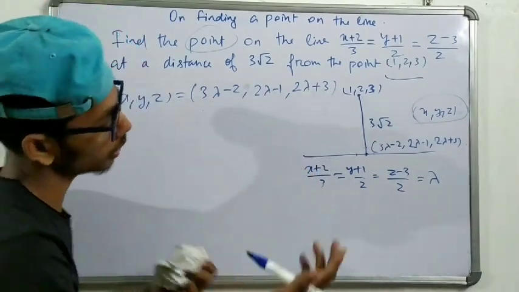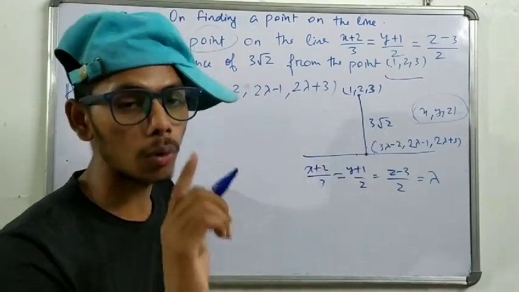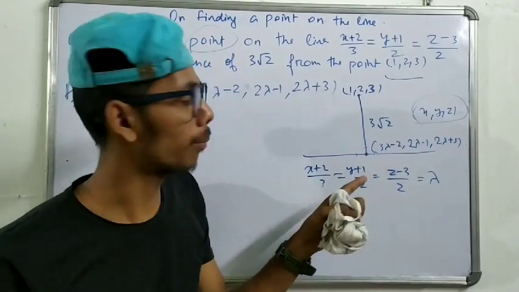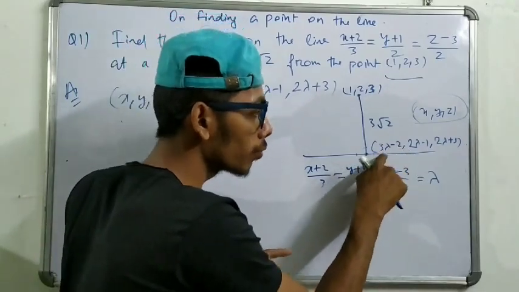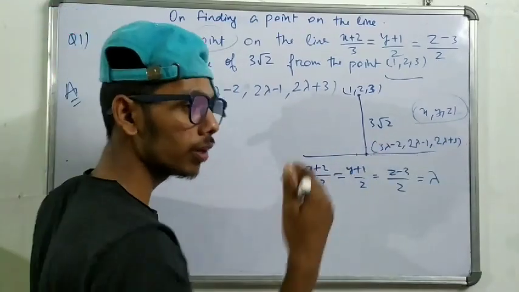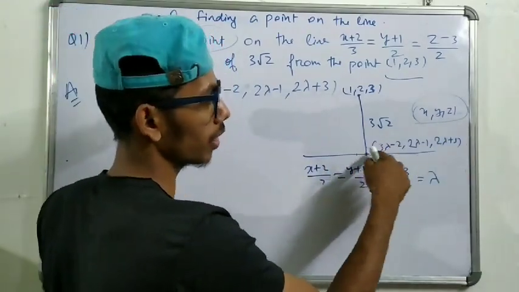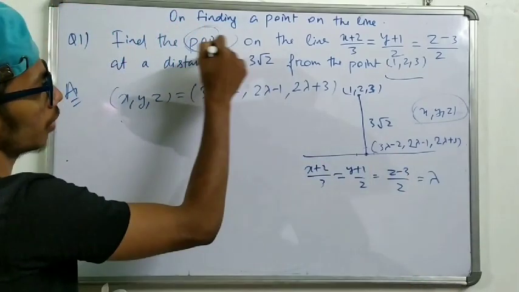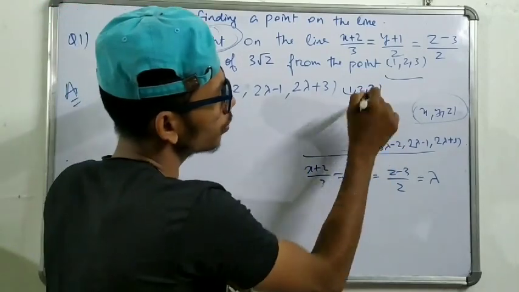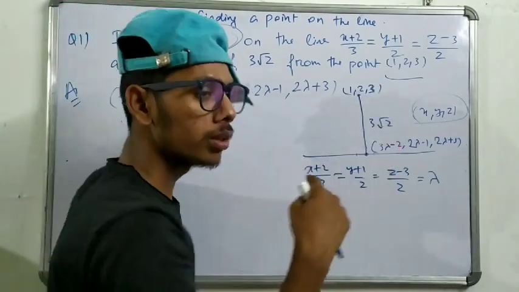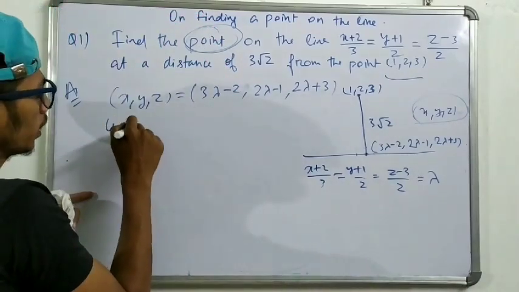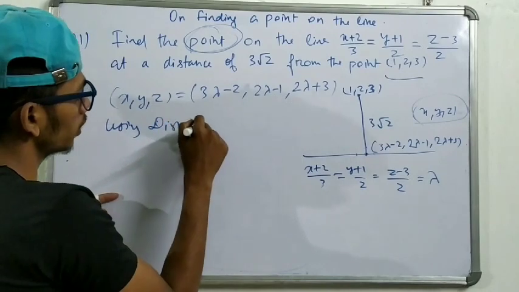Now what is my next step? My next step is to find the value of lambda, so that we can put the value of lambda in place of lambda and find the points. If we put the values of lambda, then we can easily find the coordinates, and we are asked to find the points only. The distance between these two points is 3√2, so we can use the distance formula.